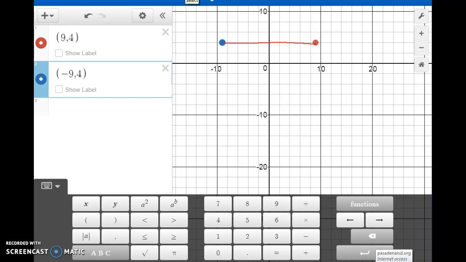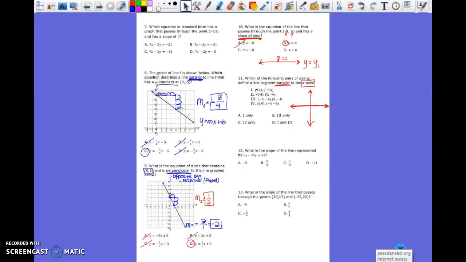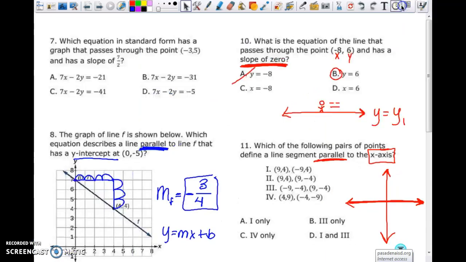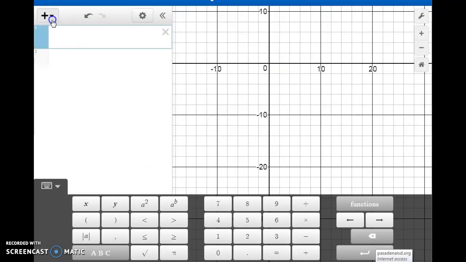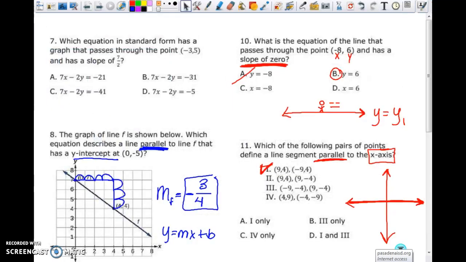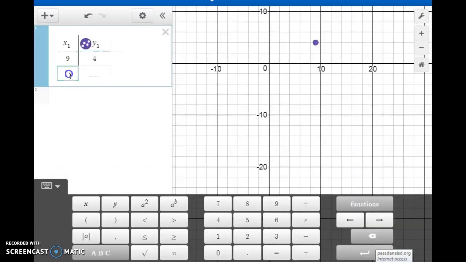So yes, line segment number 1 would work. All right, what about number 2? 9, 4, 9, -4. So again, let's go to Desmos. So it was 9, 4. So again, you can either put the points or just add a table. Same thing. So 9, 4, 9, -4.